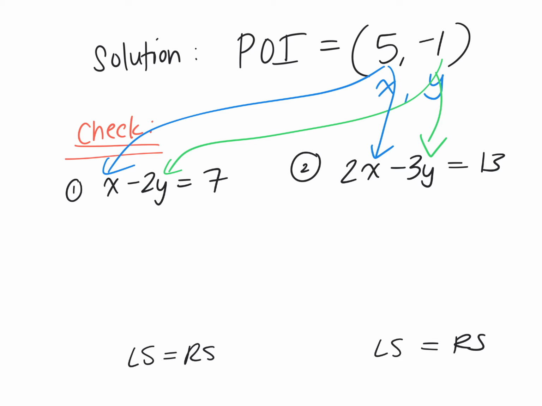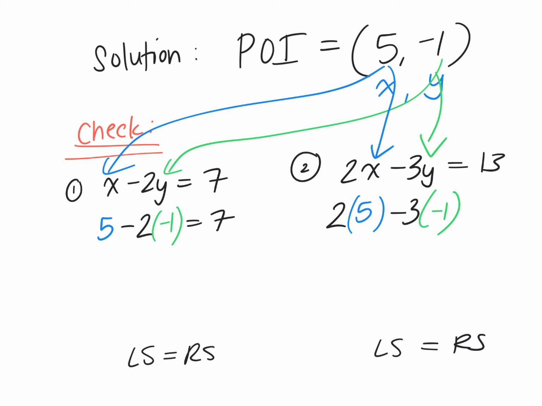So let's check. So the first one is, instead of writing x, I'm going to write 5 minus 2 times, what's y? Negative 1 equals 7. And then the second one is 2 times 5 minus 3 times negative 1 equals 13. We're going to see if this is actually true. So simplify. You have to follow BEDMAS. Negative 2 times negative 1. You have to do that first. Multiplication. It's positive 2. What's 5 plus 2? 7.